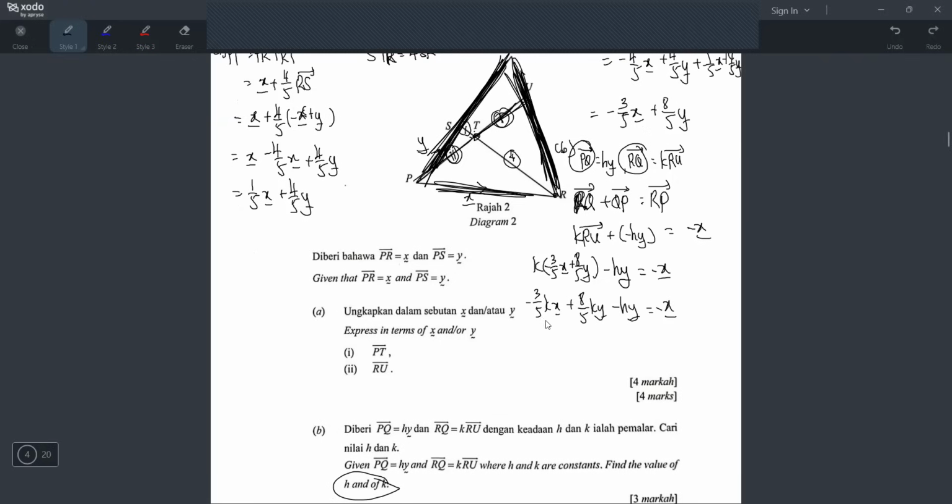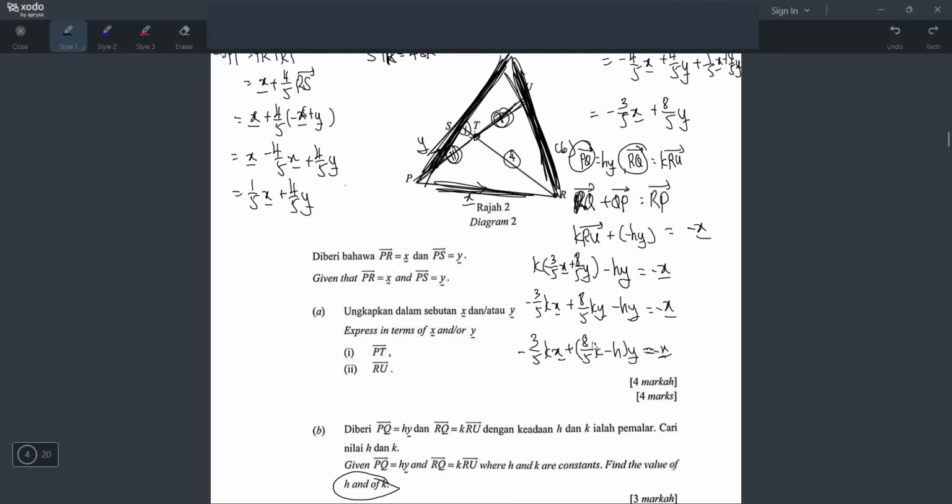Now you factorize out the y, because you want to compare the coefficient of x on both sides later. The x here I will leave, but the y, I have to compare with the coefficient of y at the back, which is 0, right? So let's take out the y first. When you factorize out the y, you are left with 8 over 5k minus h equals negative x.